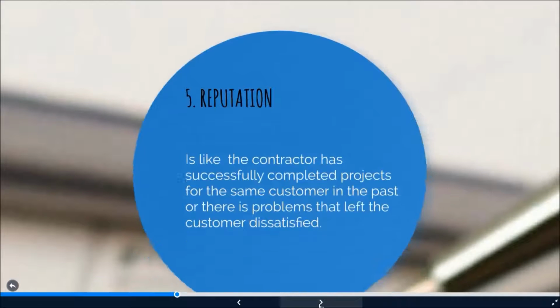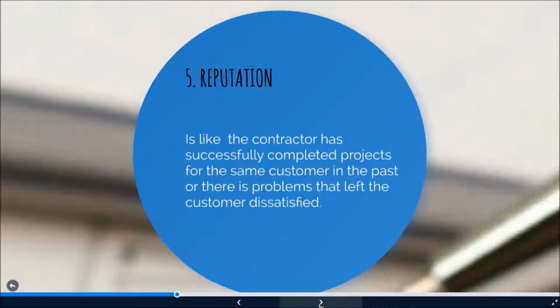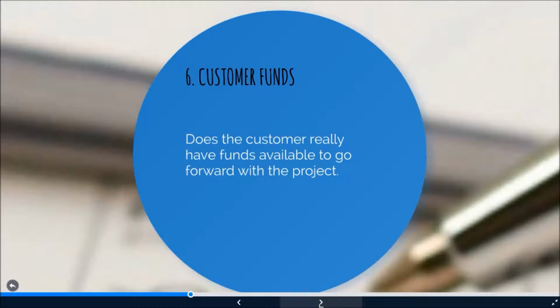Okay, the fifth is reputation. It's about whether the contractor has successfully completed projects for the same customer in the past, or whether there were problems that left the customer dissatisfied. Alright, the sixth is customer funds. Does the customer really have funds available to go forward with the project, or is the customer on a fishing expedition, issuing an RFP although unsure whether the project will be funded?